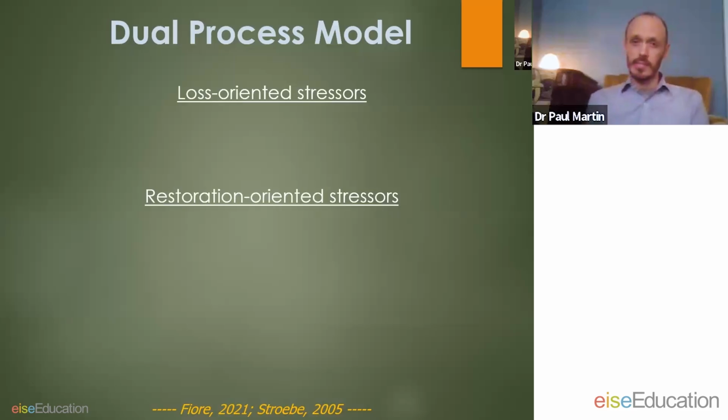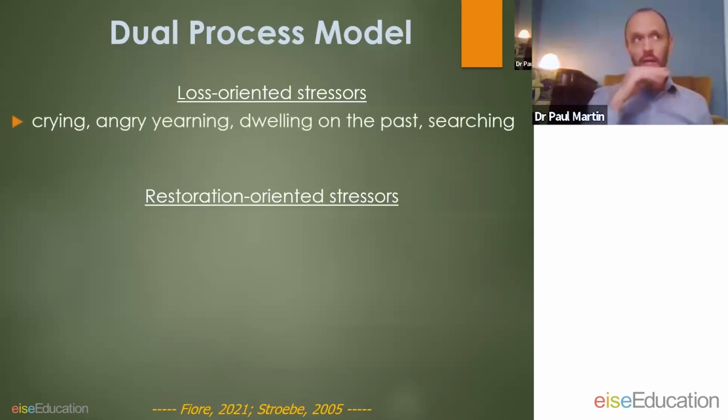The first is this idea that there are incredibly distinct types of stress or stresses that the bereaved have to deal with in response to a loss. The first is what are referred to as loss-oriented stresses. These are the kind of stresses that are probably going to immediately come to mind when we think about what it means to be bereaved and what it means to mourn a loss.